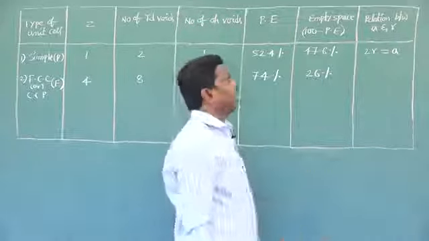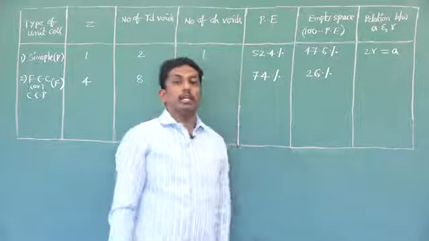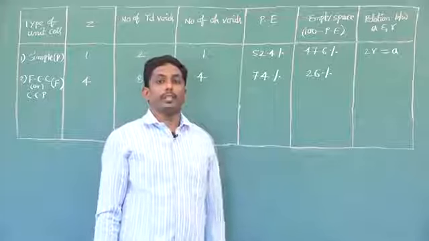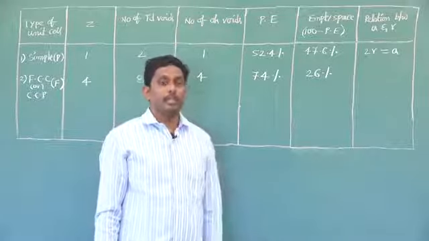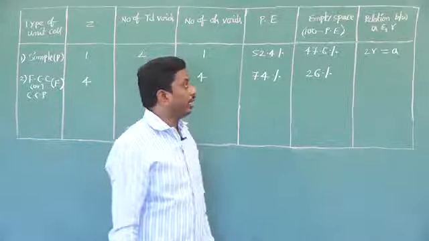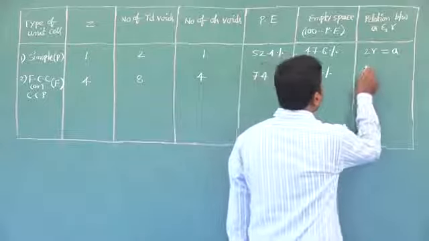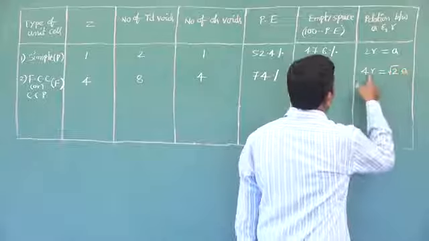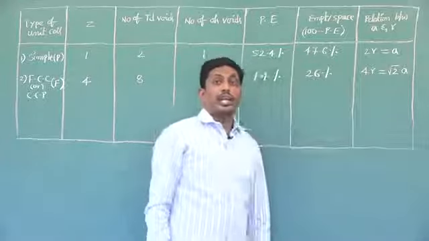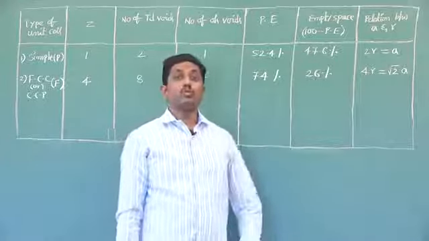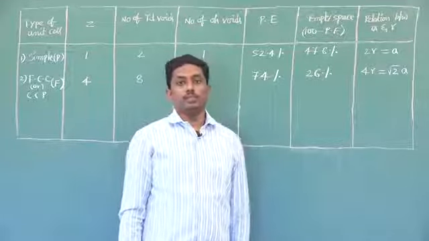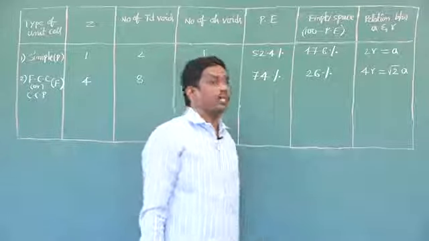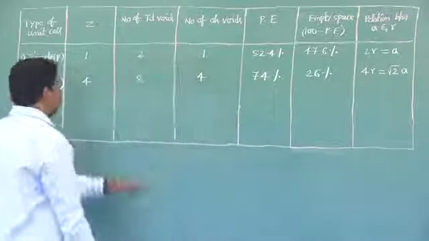Next, relation between A and R. Recall the diagram and packing efficiency. While calculating packing efficiency, we identified the relation between R and A. In FCC, 4R is equal to root 2 A, where 4R is the face diagonal. Recall that: 4R, the face diagonal, is equal to root 2 times A, the edge length. So that is the information for FCC.